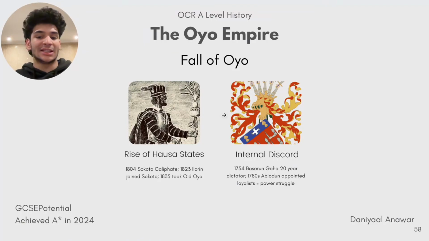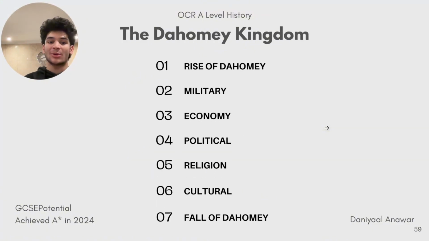And then in the 1780s, Abiodun was appointed, not appointed, he himself was the Bashorun, but he appointed loyalists, which was problematic because other people weren't really given opportunities to rise in their role, and they were obviously upset at that fact. So yeah, there's a lot of internal discord within Oyo. Both those factors led to the fall of the Oyo Empire. So there we go, that's Oyo done.